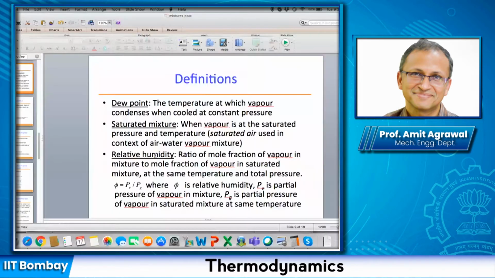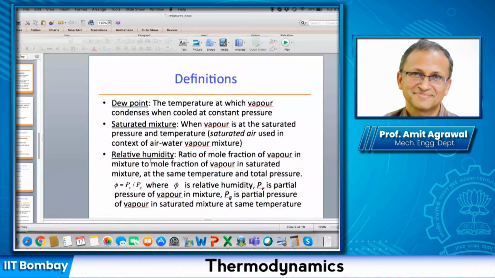Yeah, so we have been talking about these mixtures, especially when we have water vapor in air. Then what happens? We saw that we could define three terms: the dew point, the saturated mixture, and relative humidity. In fact, the fourth term was our specific humidity, or the humidity ratio.